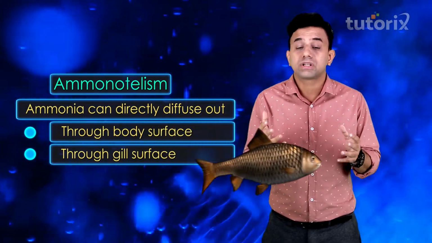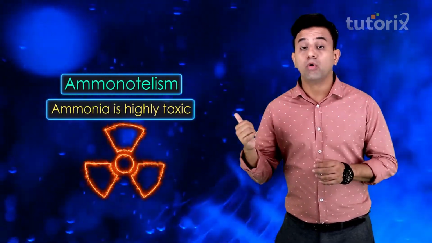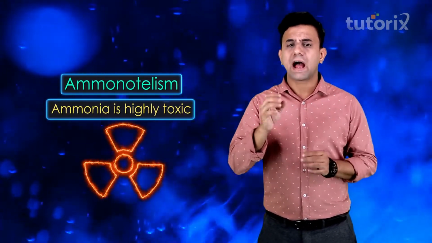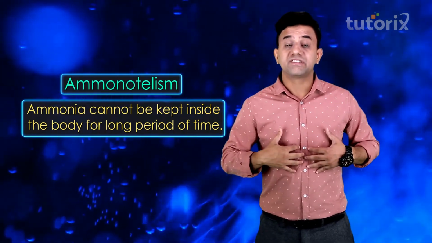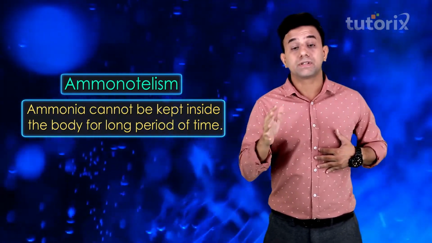Now, this gives us a hint that yes, this type of excretion, that is ammonotelism, is mostly found in aquatic animals. One thing you should also keep in mind is that ammonia is highly toxic, in fact the most toxic among all the excretory products, and hence ammonia cannot be kept inside the body for a long period of time, and so should be eliminated as fast as possible.